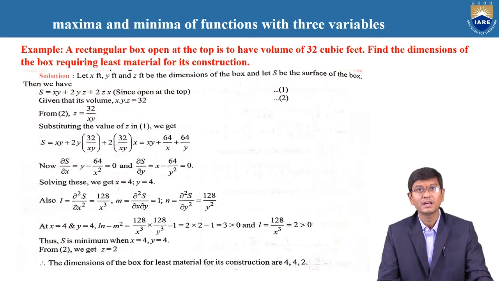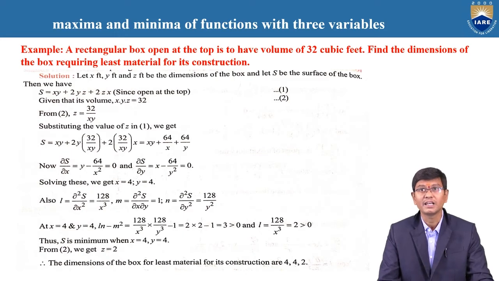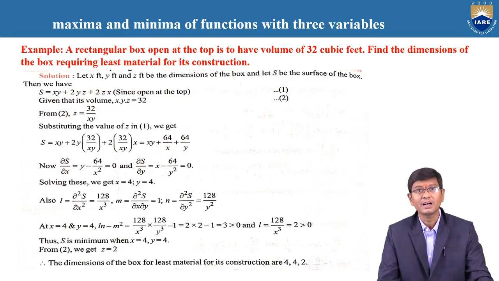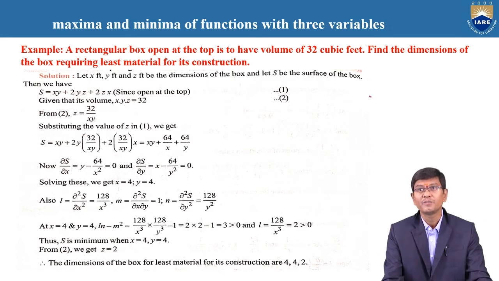Therefore, let us assume x, y, z are the dimensions of the box and S is the surface of the box. If it is a rectangular box, the surface is 2xy plus 2yz plus 2zx. But in this problem, one side is open.